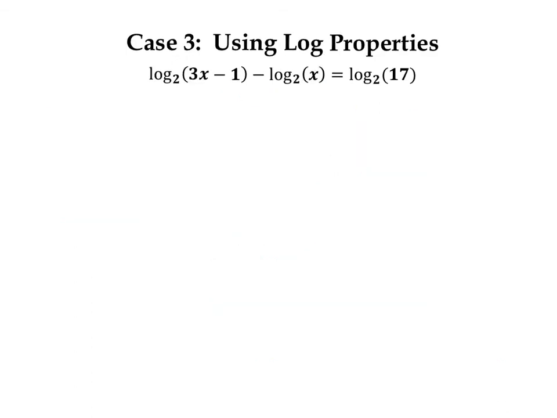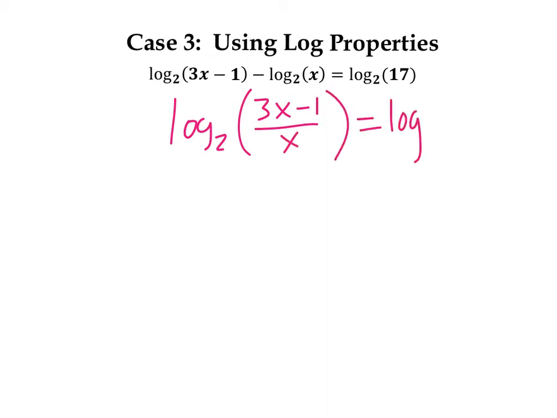Example number 2. We're going to do another one where we have multiple logs and we're going to use these properties. As a quick refresher, remember that subtraction is associated with division or the quotient rule, right? So we want to be able to divide the left-hand side and the right-hand side because they have the same base. When they have the same base, you're considered like terms. So I'm going to rewrite this as log base 2 of 3x minus 1 divided by x equals log base 2 of 17. See how we condensed the left-hand side to make it smaller?